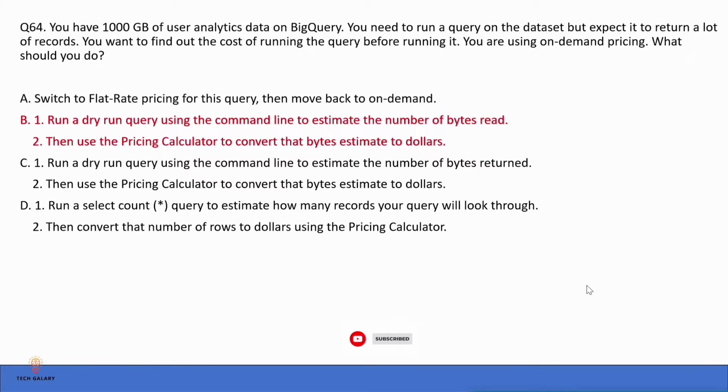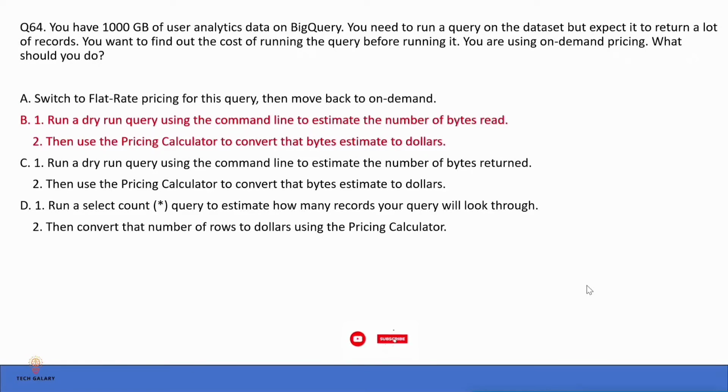Option C, run a dry run query using the command line to estimate the number of bytes written, then use the pricing calculator to convert that bytes estimate to dollars. This option is not correct because the dry run will not return any actual data. It just gives you an estimate of the amount of data that will be processed if a particular query is run. So this option is not correct.